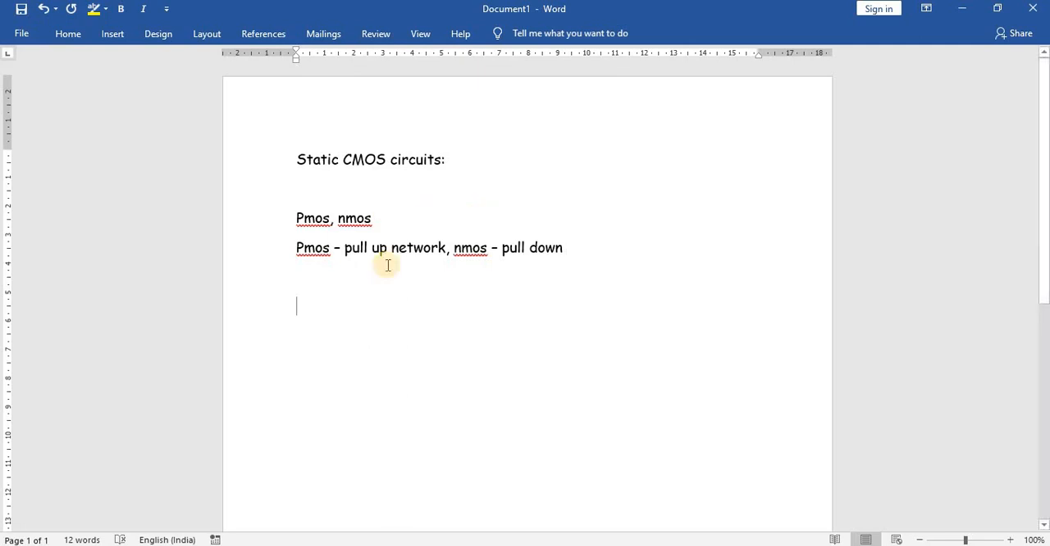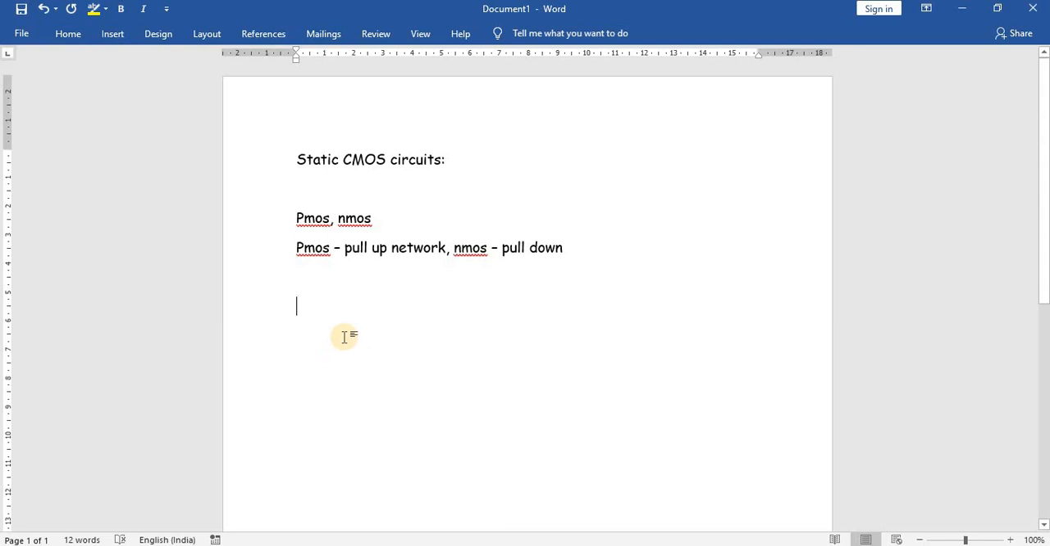So we know the basic inverter. The basic inverter has a PMOS in the upside and an NMOS in the downside. If you want to know more about the inverter, I have given the link in the description. You can check over there. So now we will go for static CMOS circuits, and how complex circuits can be designed.